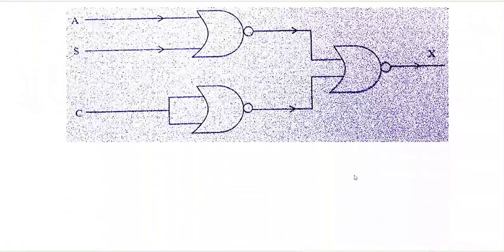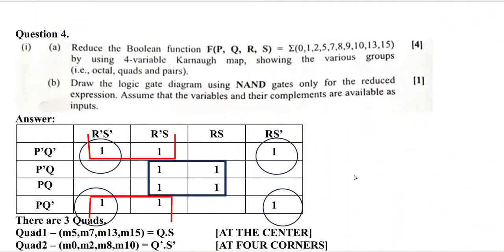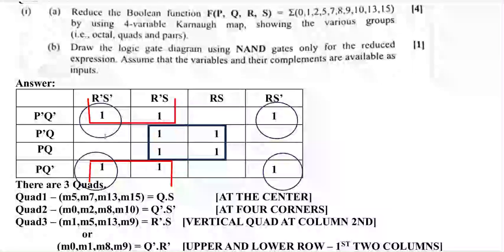Let's move to the next question. Question 4. It is again a Karnaugh based question. You can see here the expressions are given. Now it's summation, that means you have to find the min terms. So I have put the values here.